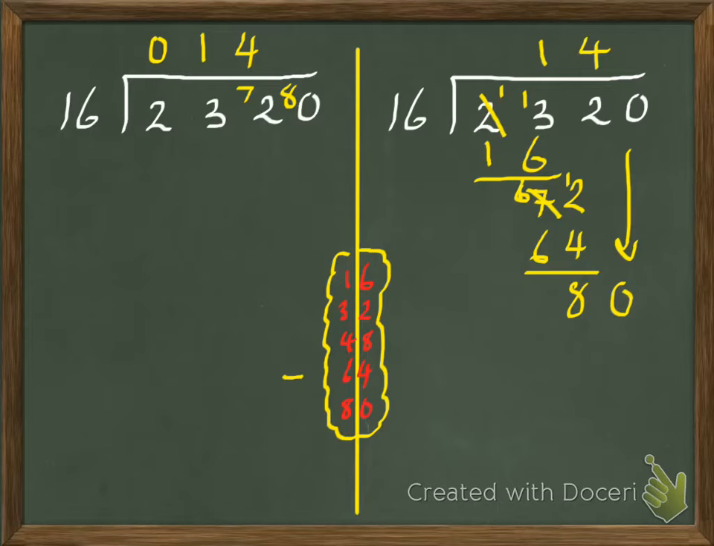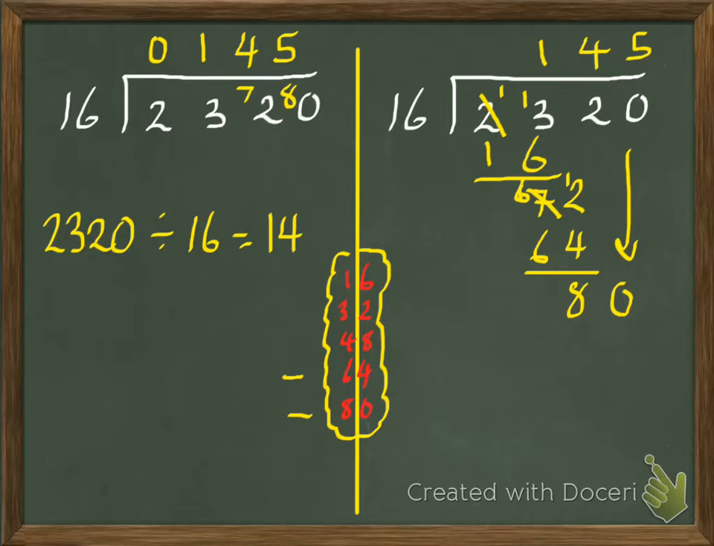Now I do 16 into 80. Well, that's quite handy, it's 5 times, and it goes in neatly. 5 and 5. So the answer is 2320 divided by 16 equals 145.